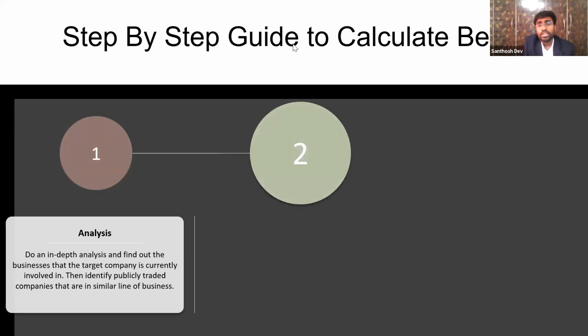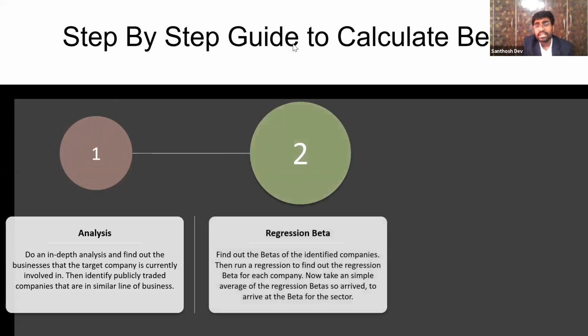Point number two, go ahead and find out the regression beta. I told you regression beta is not good because it has a huge standard error. There is going to be deviation from the standard. Whatever beta that we are going to get is not reliable. But then we should not stop with finding out the regression beta. What we are going to do is average it out. When you average it, there is going to be an impact.